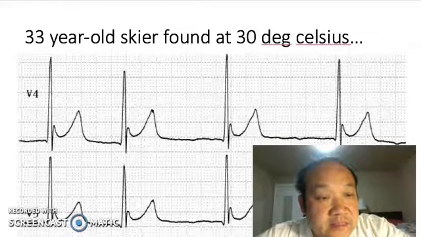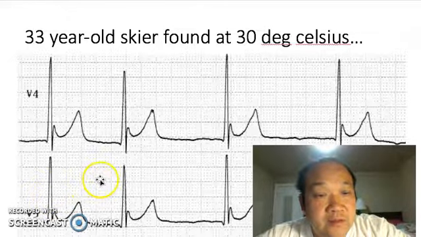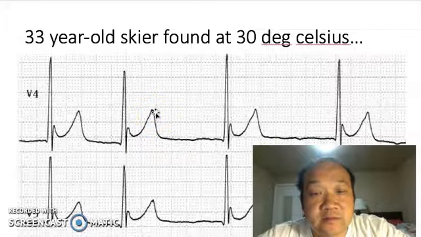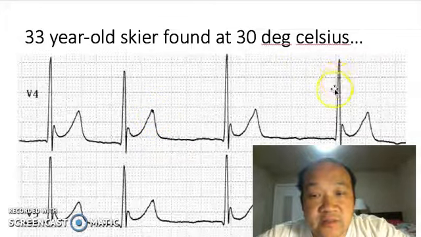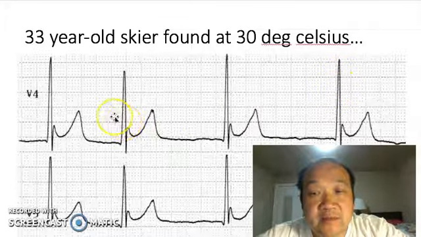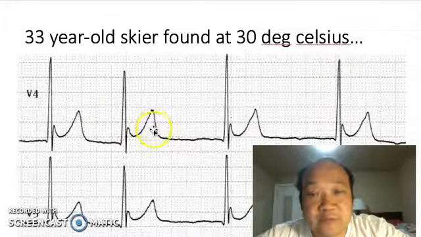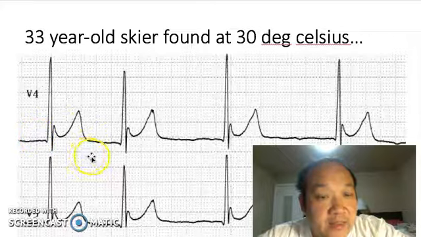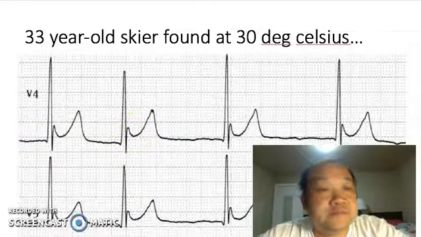It is the middle of winter when our next patient arrives, a skier found with a core body temperature of 30 degrees Celsius. On the EKG right above me you can see the classic Osborn wave, which is a second upward deflection following the QRS complex and before P waves.